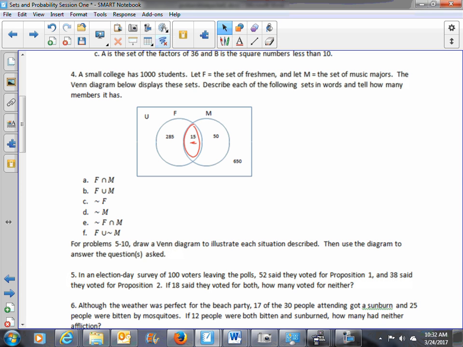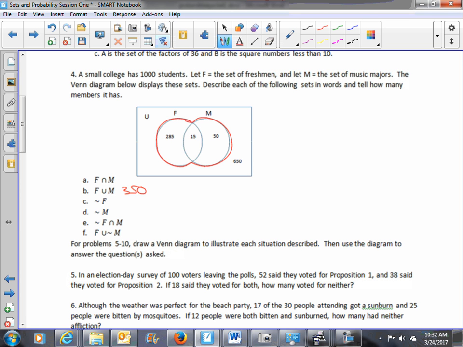F union M. Now, that would be this set here, and it would have 285 plus 15, that's 300. It would have 350 members in it, and F union M is the set of freshmen or music majors, students that are freshmen or music majors, or both.